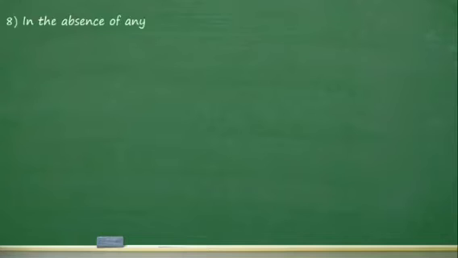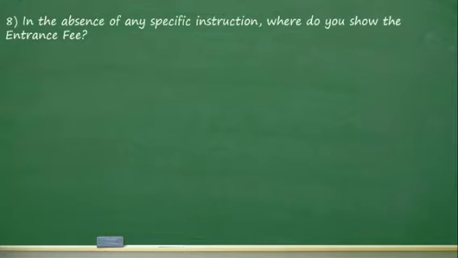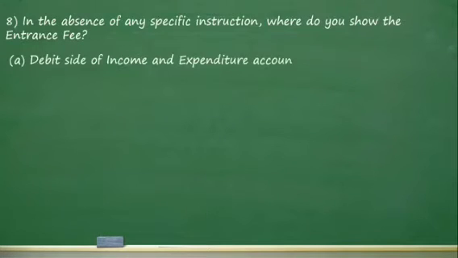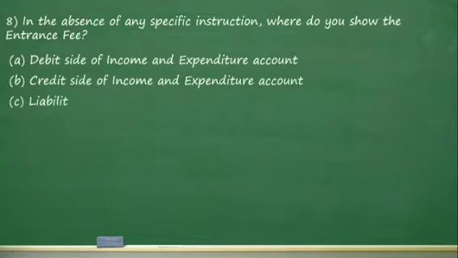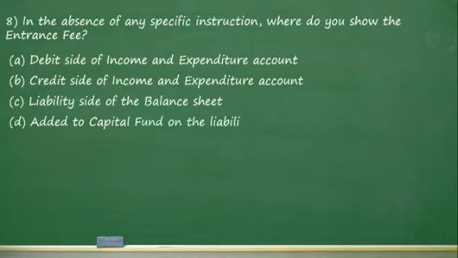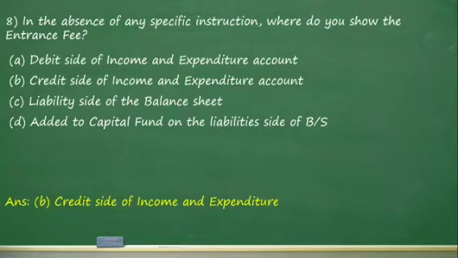The next question: in the absence of any specific instruction, where do you show the entrance fees? Debit side of the income and expenditure account, credit side of the income and expenditure account, liability side of the balance sheet, or added to the capital fund on the liability side of the balance sheet. The answer is credit side of the income and expenditure account because it is treated like a revenue income.